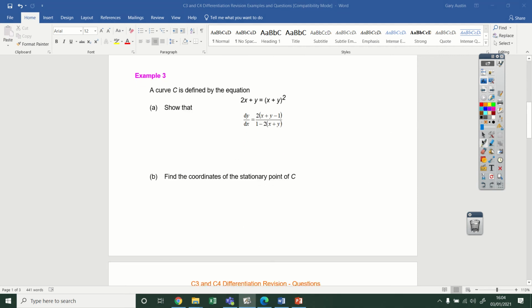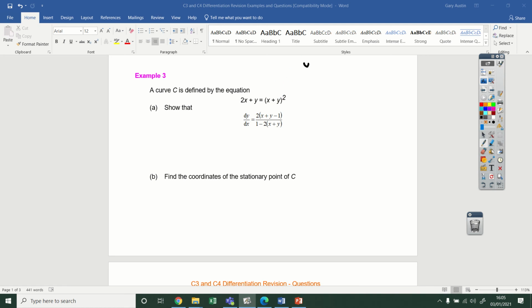Okay, so example 3, it looks a bit more complicated because of how the function looks. So this is a curve defined by 2x plus y equals x plus y all squared. Now this is one of the ones where it's impossible to isolate y or x on its own. So what we have to do for this one is treat y as a function of x and then do implicit differentiation, okay? Because our curve is defined implicitly, not explicitly.